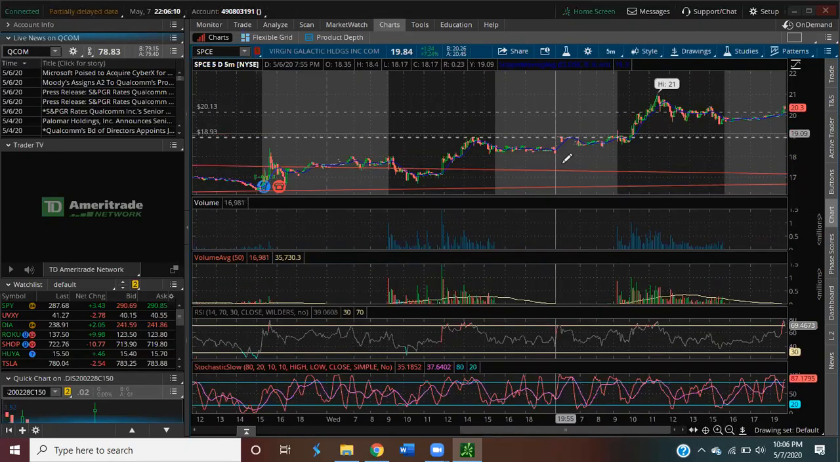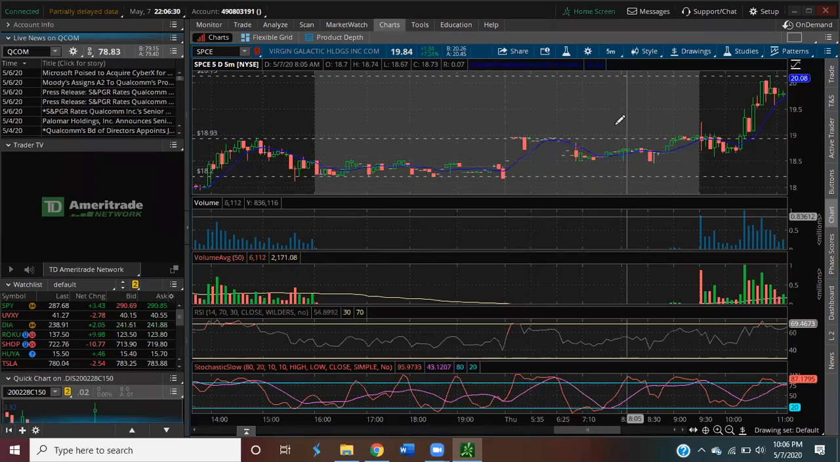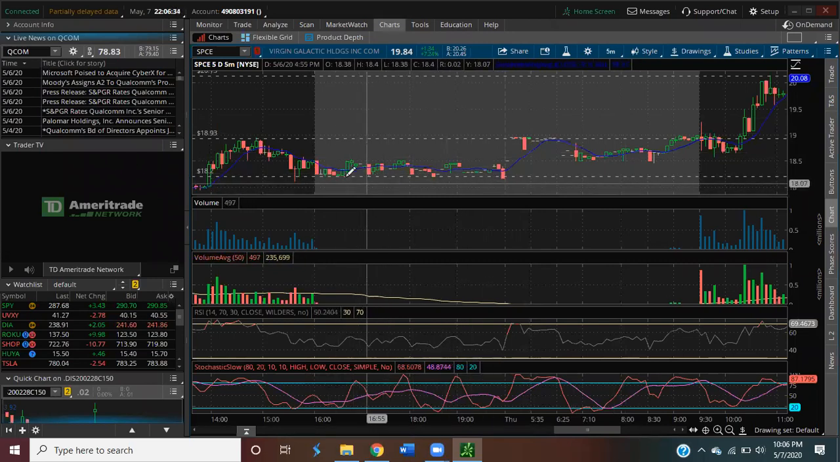If you want to make your support, you put your support right here. You could make it about here. Maybe you have a lot of places right here where it bounces off. So this after hours data is very important. It is very, very important, honestly. You see a lot of times it was bouncing above when it hit down here.